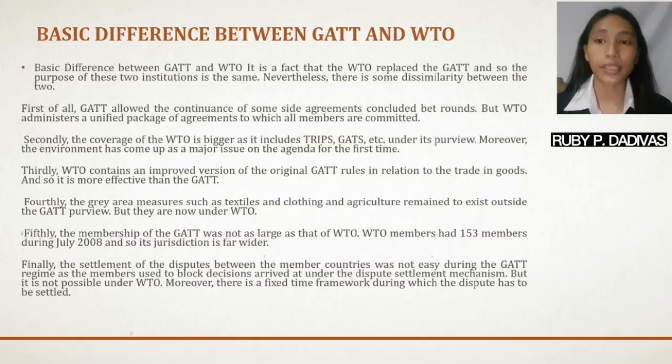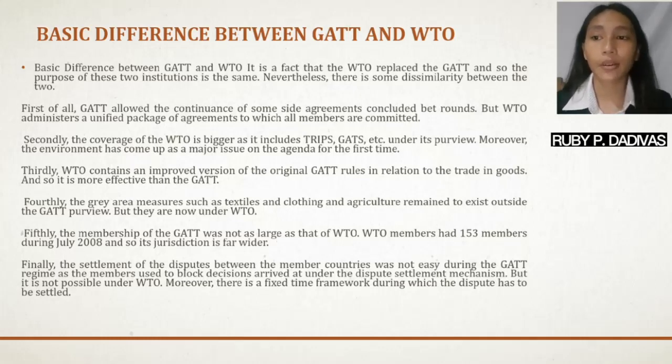The World Trade Organization was established in 1995, replacing the GATT as the primary organization responsible for regulating international trade. While the two organizations share a common goal, there are several differences between them. One of the key differences is that while the GATT allowed the continuation of some side agreements, the World Trade Organization administers a unified package of agreements that all members are committed to. This means that all member countries are bound by the same set of rules and regulations, ensuring a level playing field for all countries.